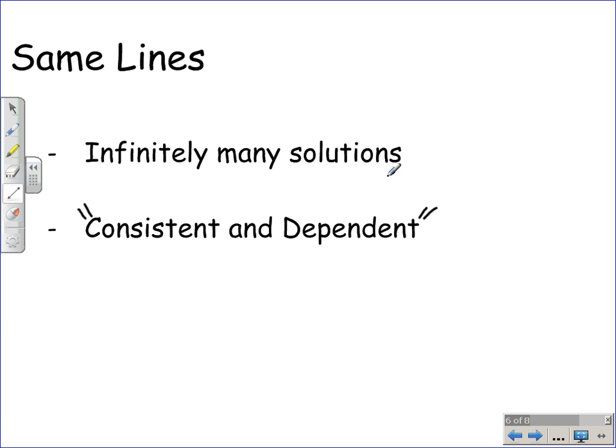If the lines touch either in one place, like in example A, or if they touch in all places, like in example B, the system is considered to be consistent. Now, if they cross at one point, that's independent, and then, as in this example, they end up being the same line, so that's called dependent.